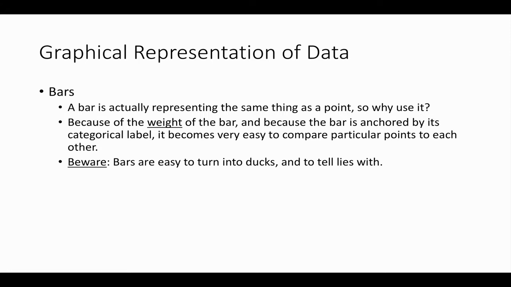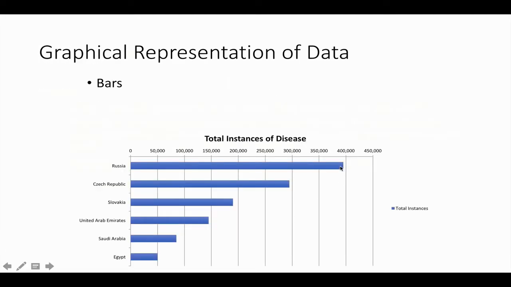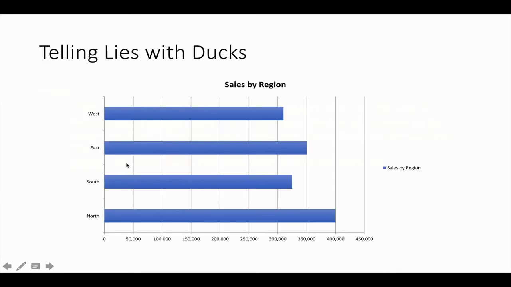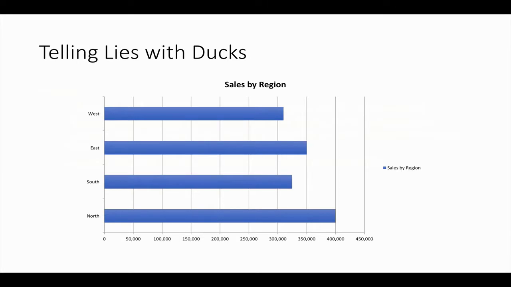So a bar is actually representing the same thing as a point, so why would we use it? Think about if you just put dots here, and in this graph it's not that big of a deal, but if you had maybe 20 or 30 categories, it's really hard to tie the dots back to the labels. And so one of the things we can do is have this bar as a way to tie the level of the variable back to its label. And the weight of the bar also makes it easier to compare the points to each other. And again, you can easily turn bars into ducks.